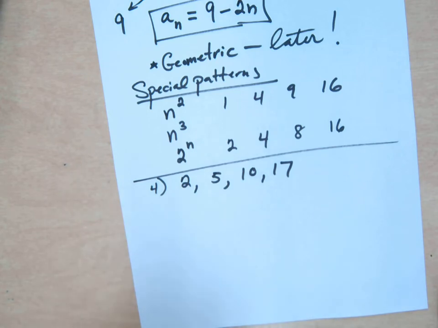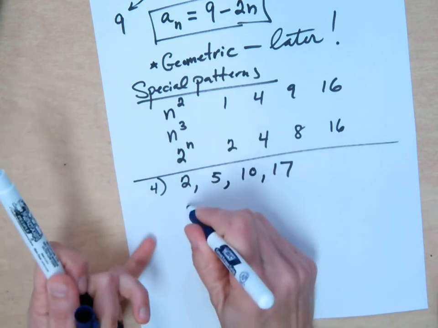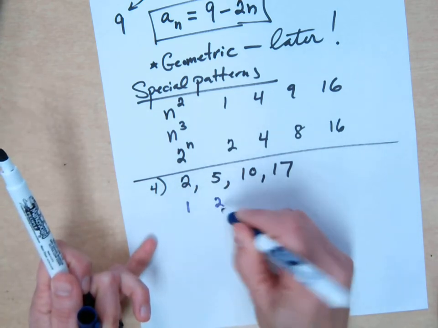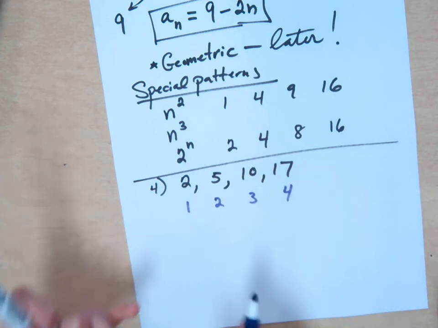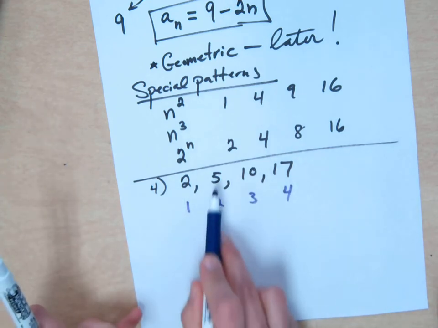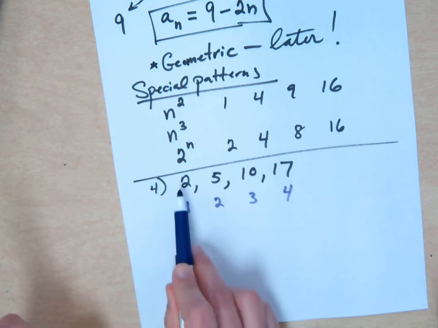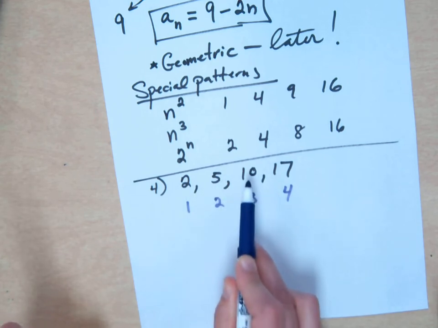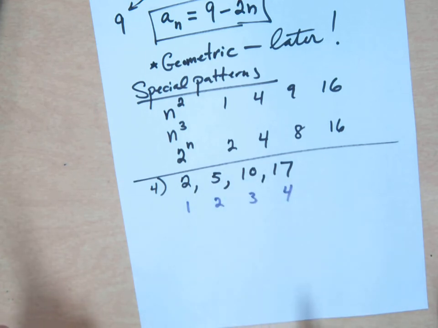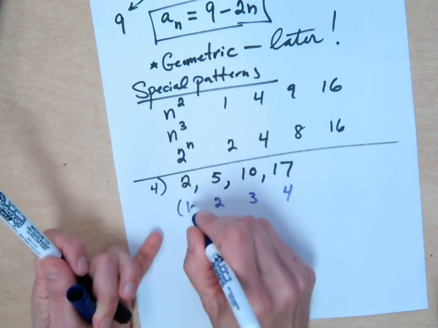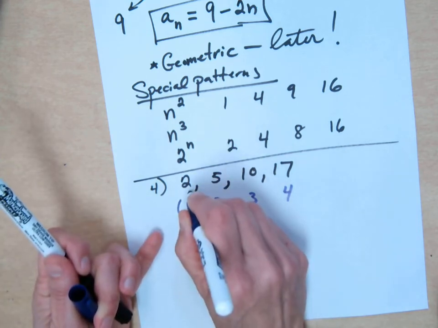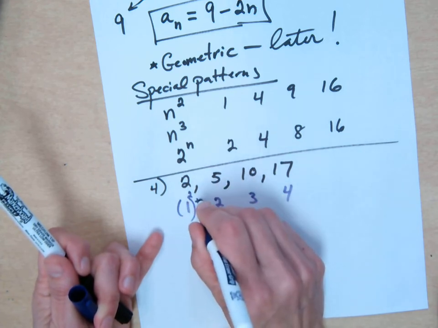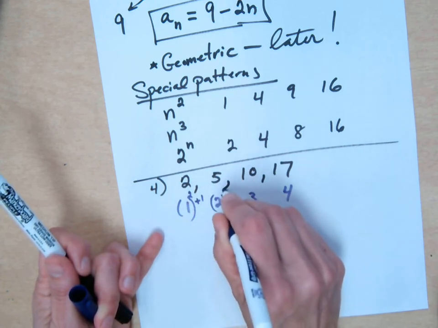So let's compare it to these numbers: the sequence number 1, sequence number 2, 3, 4. What do I do to these numbers to get the term? What do I do to 1 to get 2, 2 to get 5, 3 to get 10, 4 to get 17? That's it. You square these numbers and you add 1. So they're related to the perfect squares. You square the sequence number and you add 1 each time.